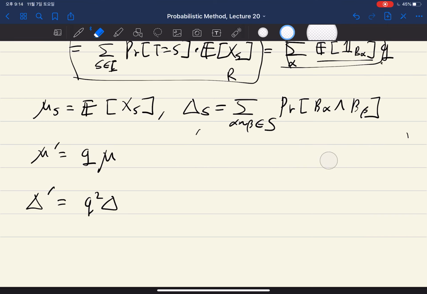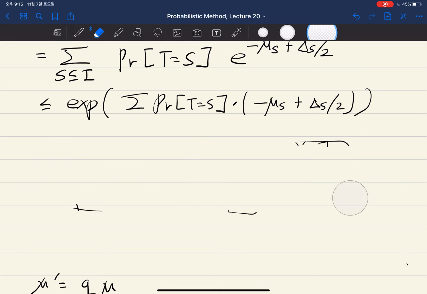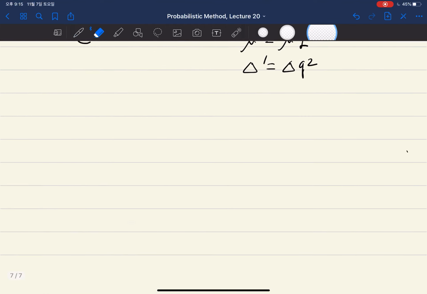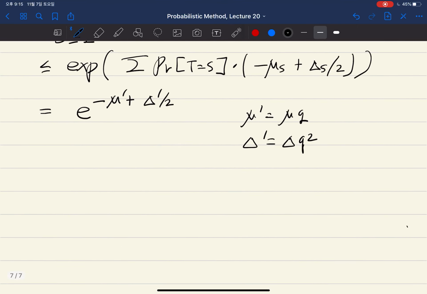So using this, we know that this is at most e to the negative mu prime plus delta prime over 2, where mu prime is mu q and delta prime is delta q squared. So we have this. Now what we do is we use Markov.